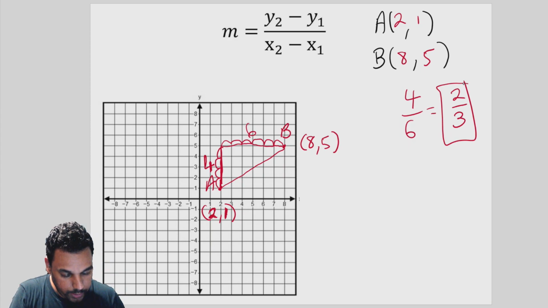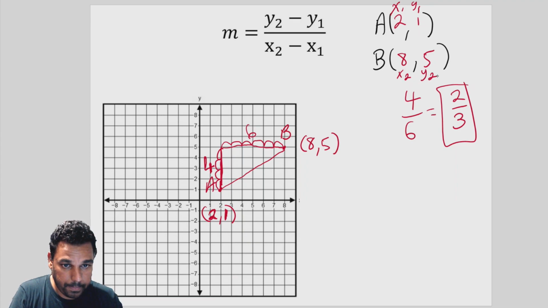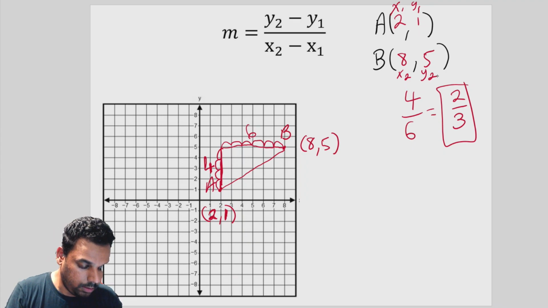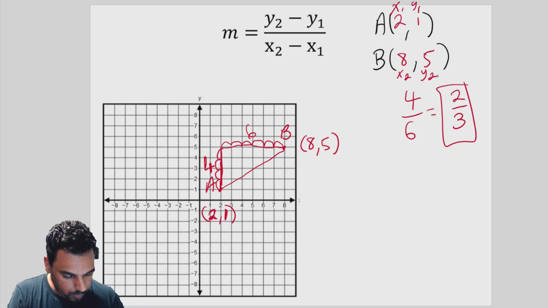Now, we could do the same thing with the slope formula. All you have to do is substitute the numbers. This is your x1, y1, x2, y2. Right, and let's see why the slope formula works. Well, we know that y2 minus y1 is the rise. It should give us 4, and x2 minus x1 is the run. It should give us 6.